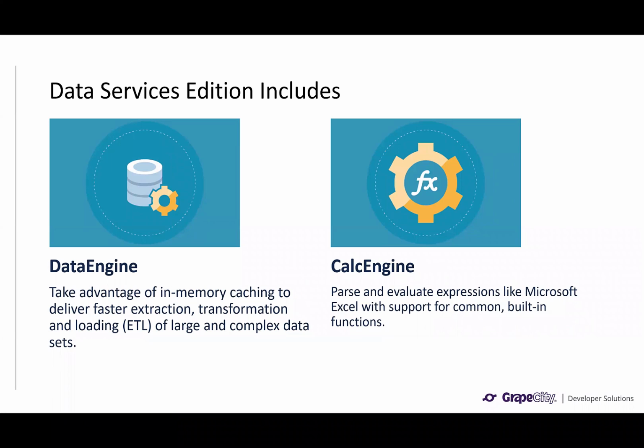In addition to data collection, there's the data engine. Now, this provides slicing and dicing and analysis for your data collection. With Data Engine, you can take advantage of in-memory caching to deliver faster extraction, transformation, and loading of your data sets. The Calc Engine is a handy little component that delivers Excel-like formula calculation anywhere in .NET. You can use it to parse and evaluate expressions like Microsoft Excel with support for common built-in functions.